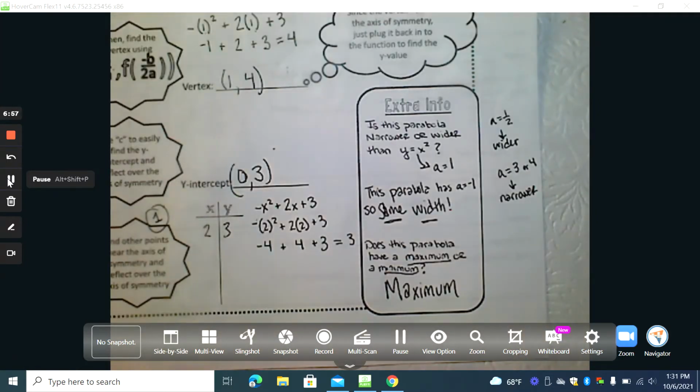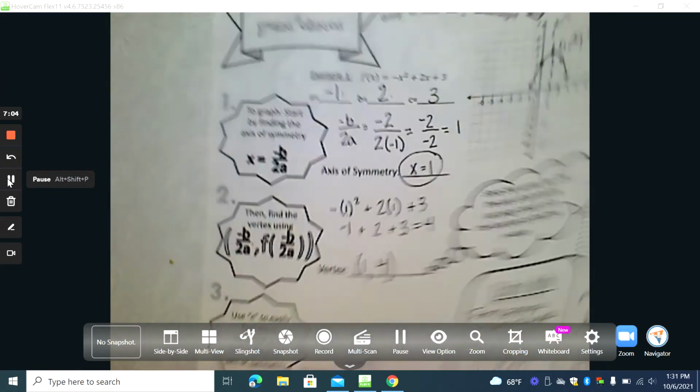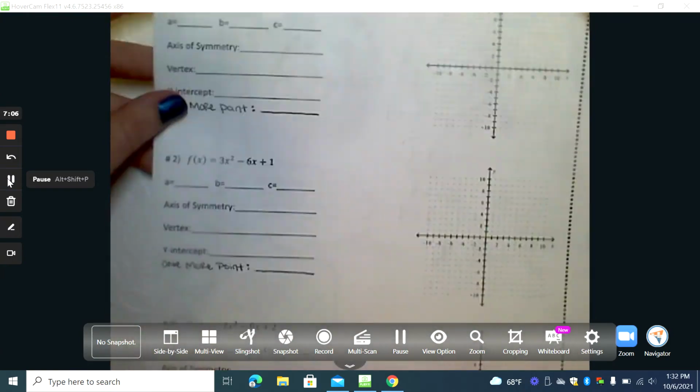Maximum vertex. Just some other little bits of information. Let's go ahead and practice doing a few more of solving and graphing these parabolas.